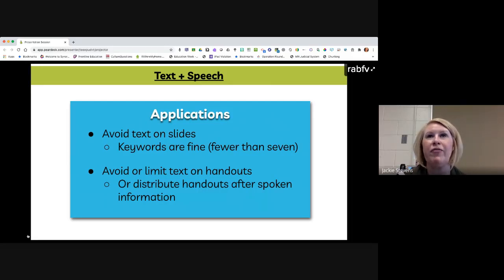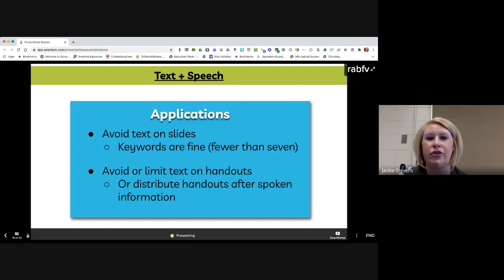Or if you put information up on a slide, or in a handout, give students time to read it before you begin your extra explanation. So pause, wait for them to read the information themselves, and then begin speaking, because otherwise they're missing either part of what's on the handout or the slide, or part of what you are saying. And we don't want that, because everything that you say is important.